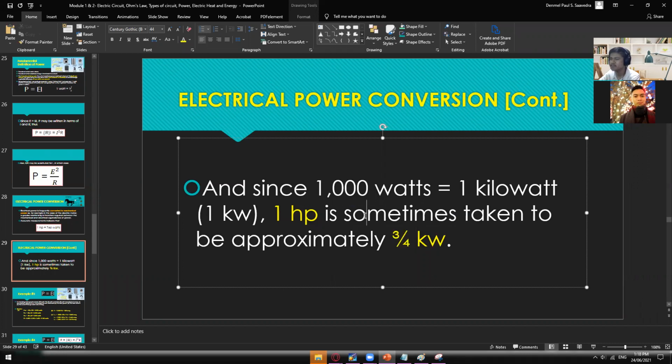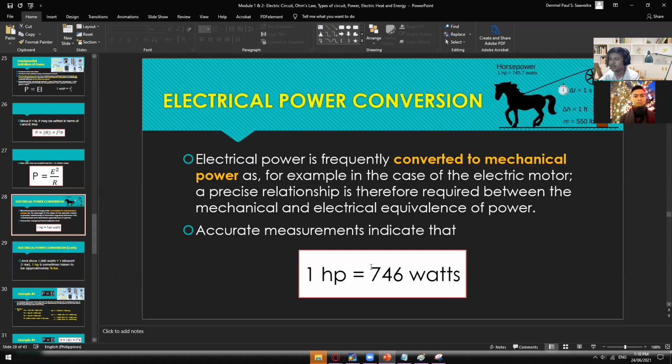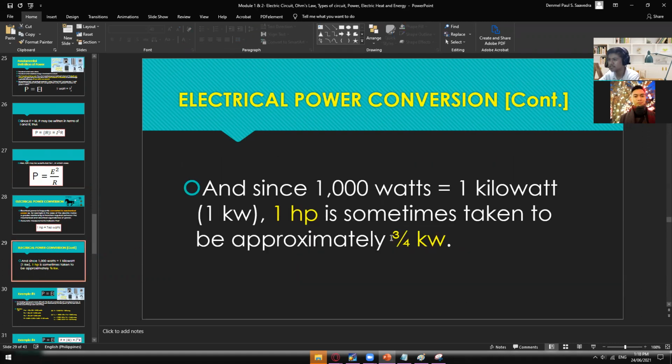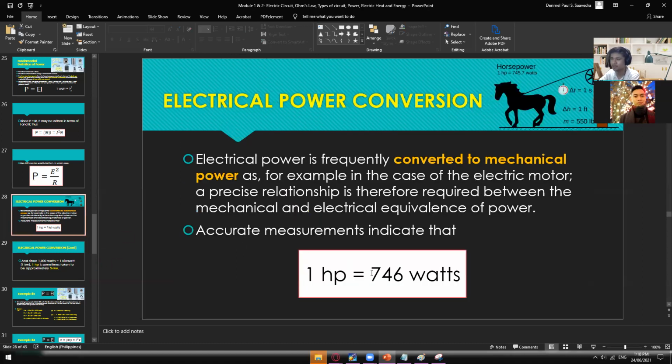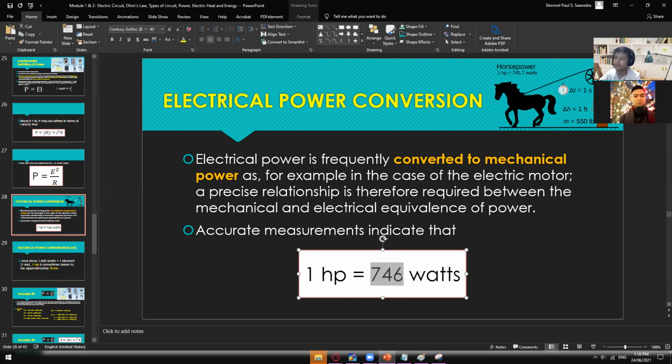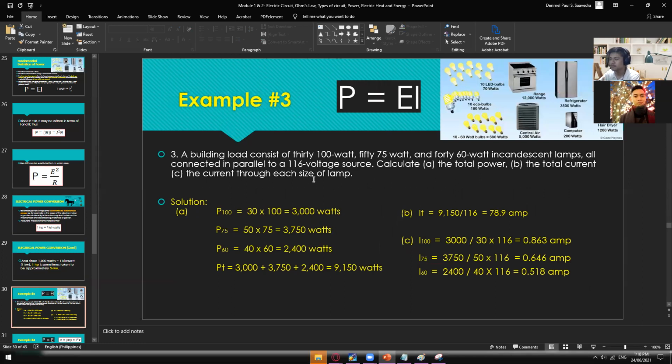But in some cases, people say that 1,000 watts is the same as 1 horsepower, which is not actually true. It's just a way for us to make the computation easier. The exact value is 746. Sometimes they also use 750 because it's 3/4 of a kilowatt. But if you want the exact computation when it comes to wattage, it should be 746. So let's have an example for you guys to see the application of this.